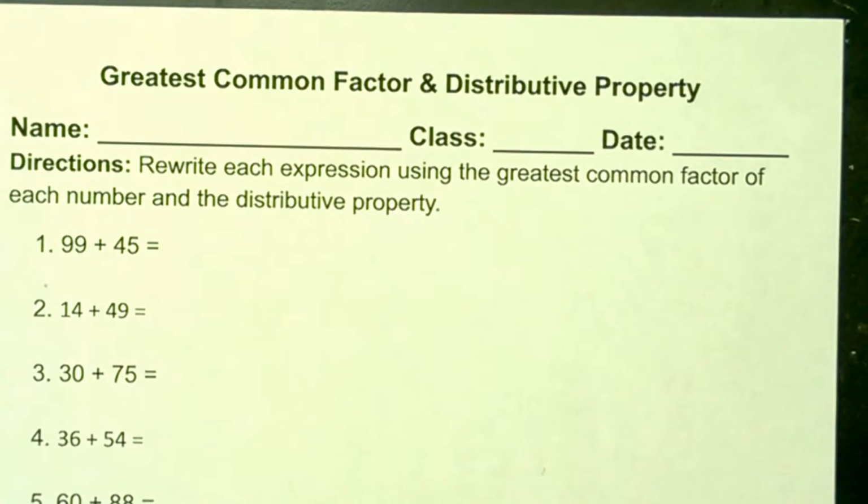So we have 99 plus 45, and we want to rewrite each expression using the greatest common factor of each number and the distributive property. How can we do that? Well, first we need to find the greatest common factor of 99 and 45.